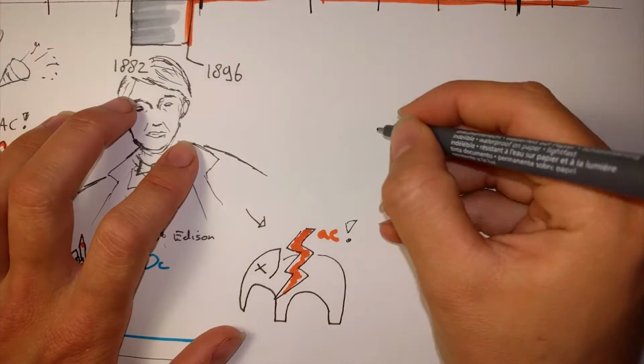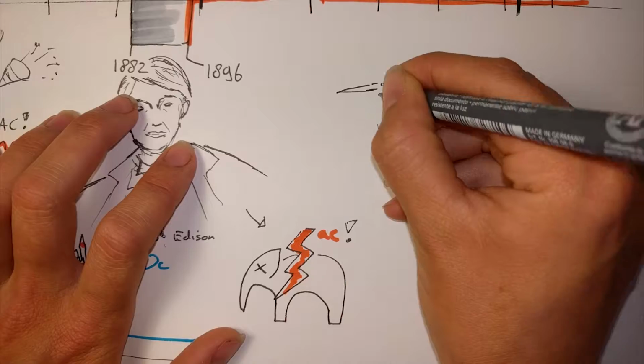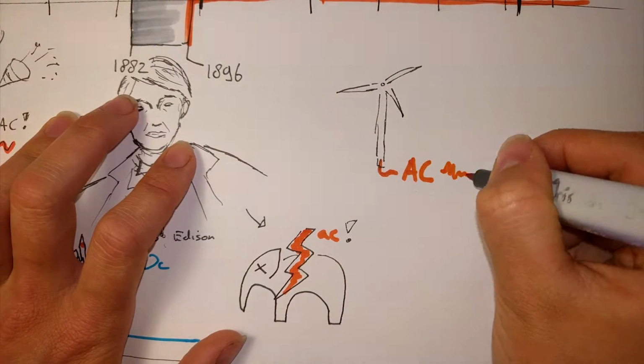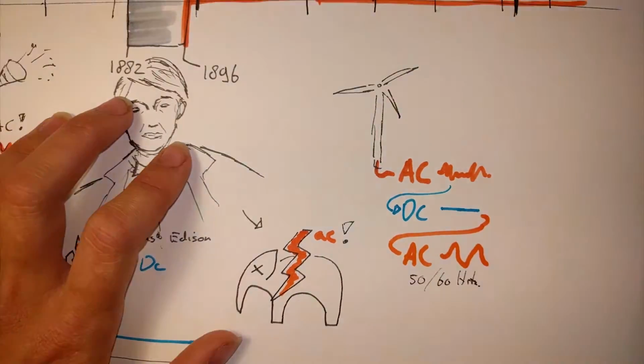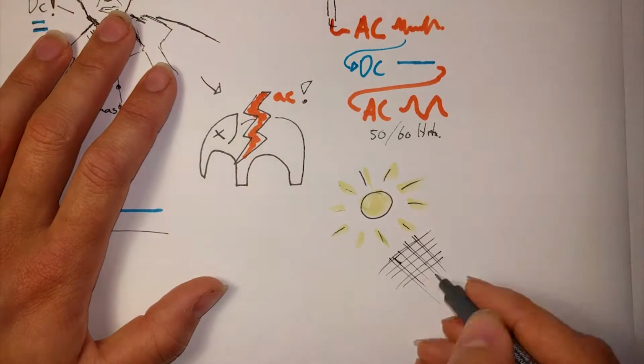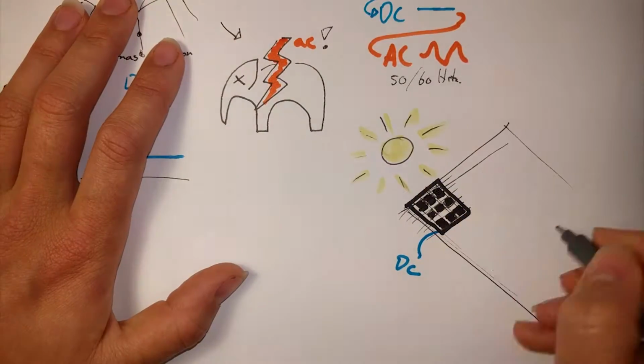In the current situation, energy production comes from more and more green sources. Windmills produce AC, but it has to be rectified to DC to be inverted to the right frequency of AC again. Solar panels produce DC. And more energy is going to be produced locally.